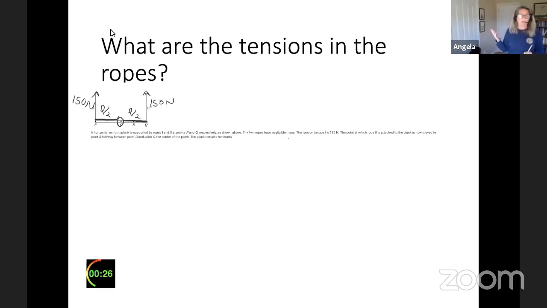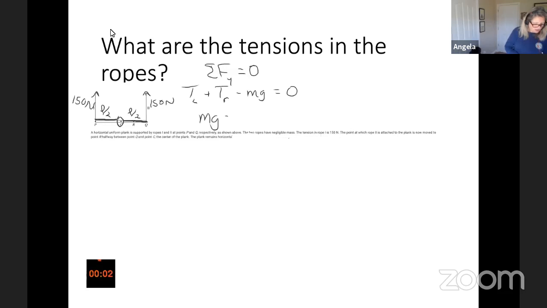Now, what can we do with that? Well, we know that the sum of the forces in the y direction are equal to 0, right? Because it's in translational equilibrium and it's also in rotational equilibrium. So I know that the sum of the torques are 0, but the sum of the forces in the y are also 0. What can we do with that? We can say tension from the left-hand string plus tension from the right-hand string minus mg is equal to 0. So if we solve for the weight of this beam, it'd be 300 newtons, right? Okay, so we've got that.